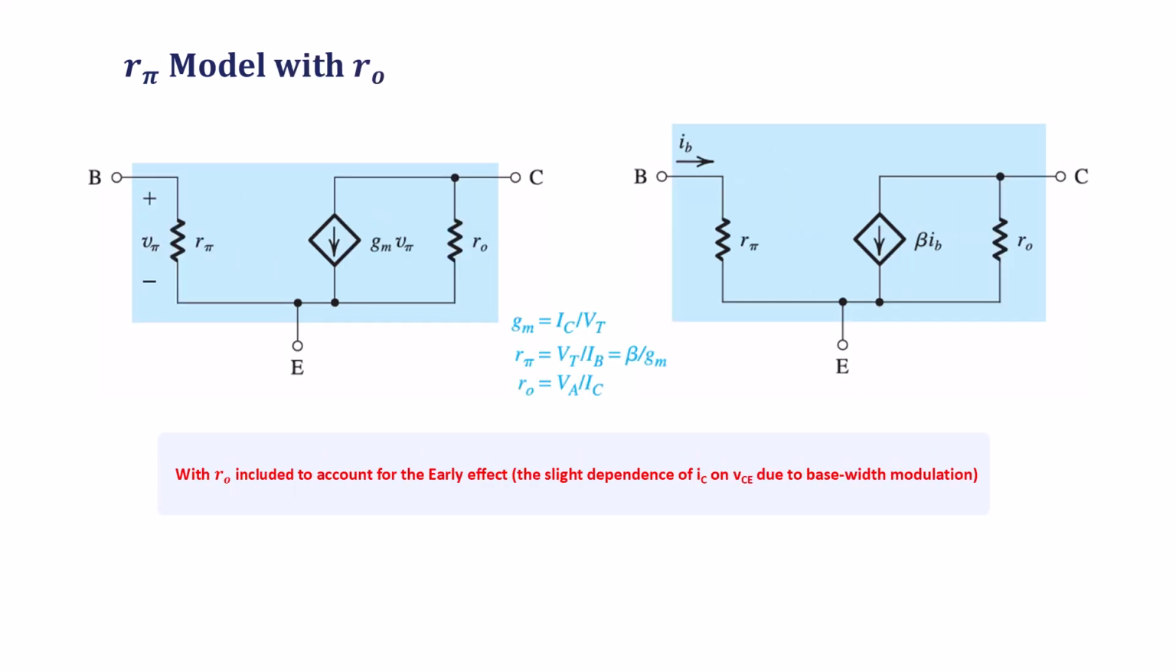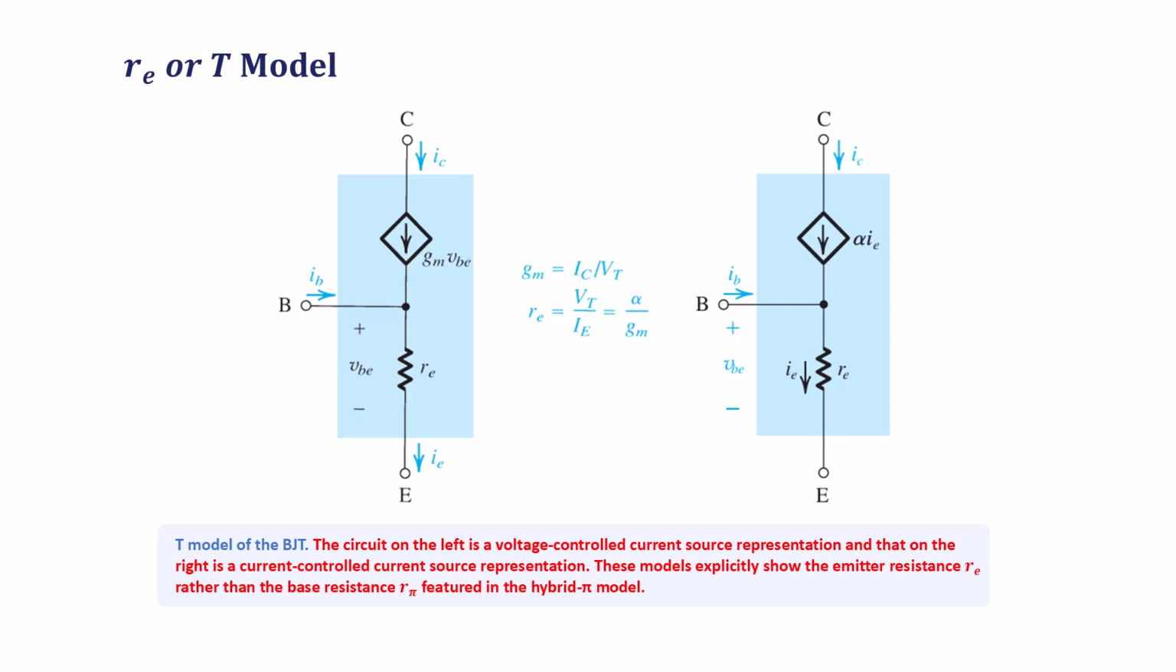These are just two ways of expressing the same base side view of the transistor. Now we add Ro to this model. Ro accounts for the early effect, the slight dependence of Ic on Vce caused by base width modulation. It's defined as Va over Ic, where Va is the early voltage. Ro is placed in parallel with the controlled current source between collector and emitter in both the voltage controlled and current controlled versions. This makes the model more accurate for calculating output resistance and gain in real amplifier stages.